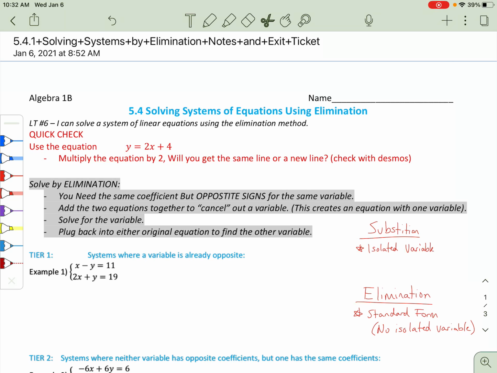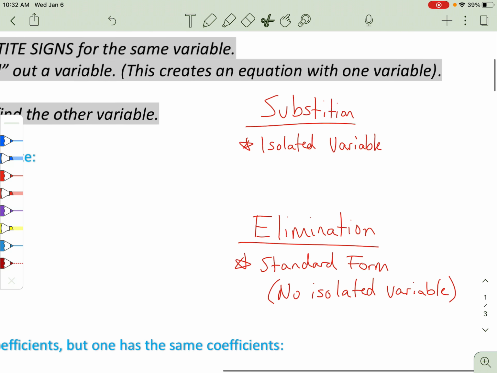Hey, good morning, everybody. So, we're going to go through the 5.4 notes today, and I just wanted to highlight something real quick before we get started. Number one, the last 2 days we have worked on substitution. Now, as I mentioned before, there are three different possible answers that you could get.